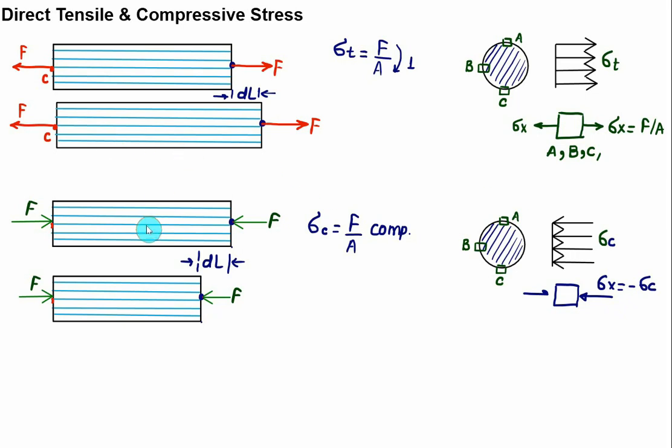If the cross section is not uniform, in that case you have to take the minimum cross section, which is resisting the given external load F.